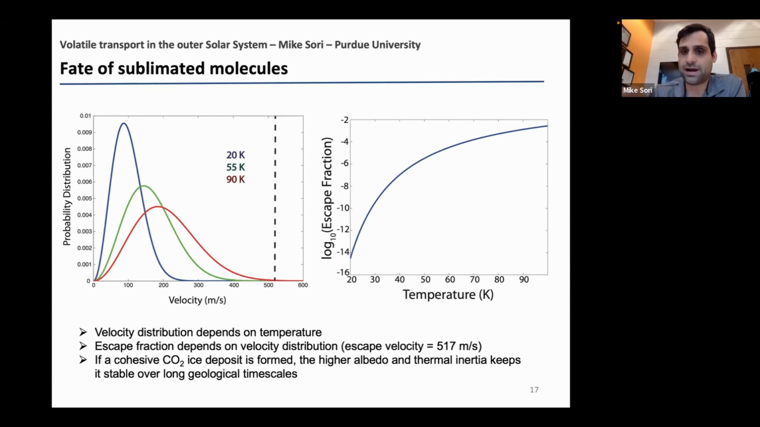And then the plot on the right shows that escape fraction. Note the logarithmic y-axis as a function of temperature. So the higher temperatures you get, faster velocities, and more molecules escaping.